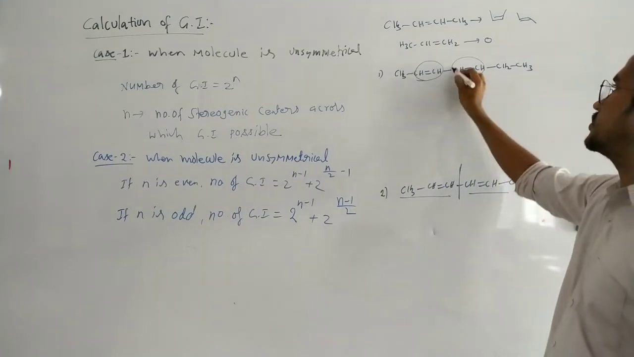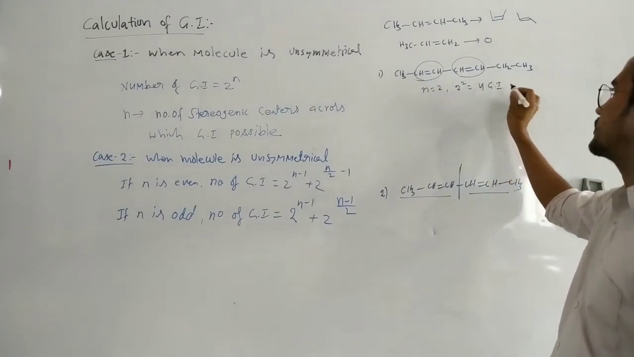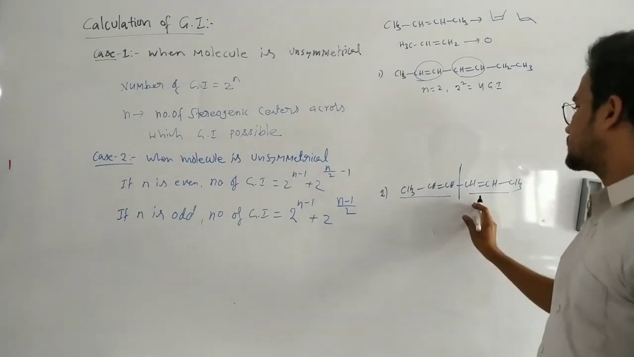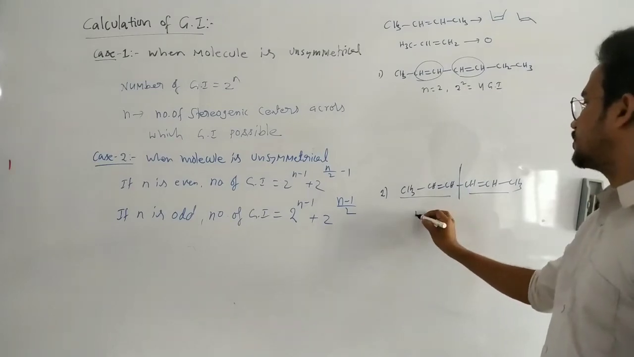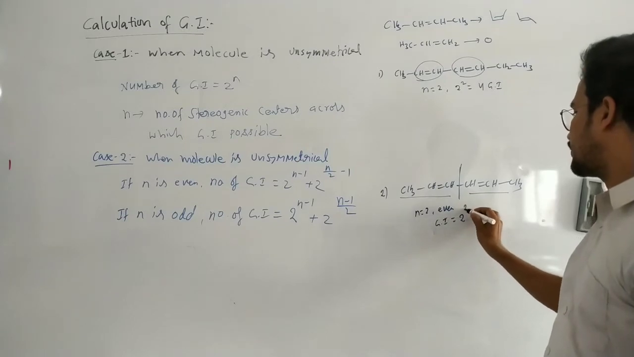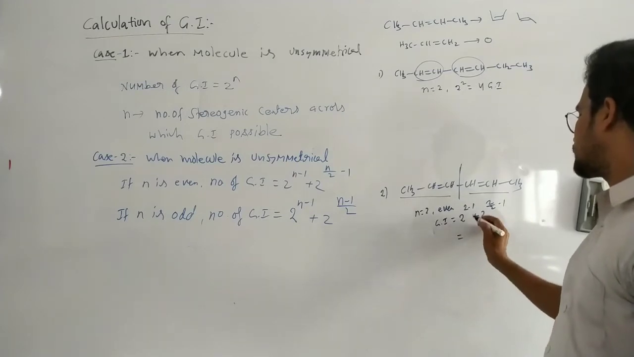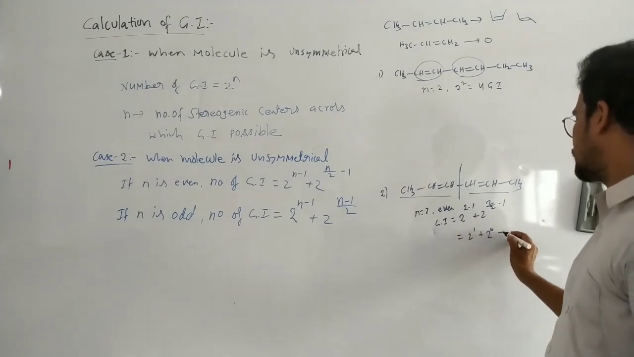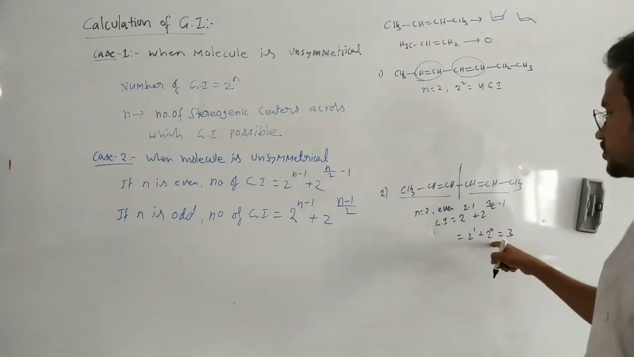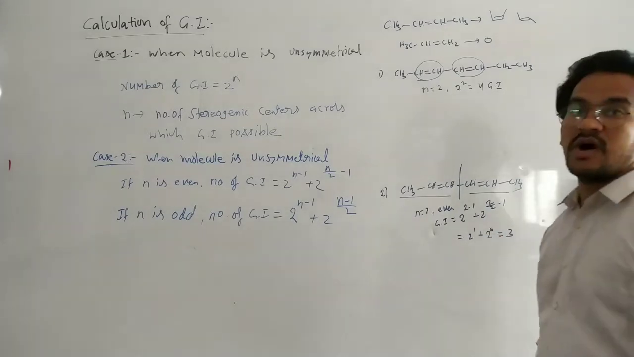In the unsymmetric case, the number of stereogenic centers is 2, so n equals 2. So 2 power 2 equals 4 geometrical isomers in this case. Now the symmetric molecule has n equal to 2, which is an even number. So the geometrical isomers equal 2 power (2 minus 1) plus 2 power (2 by 2 minus 1). That is 2 power 1 plus 2 power 0, which is 2 plus 1, equals 3. So the number of geometrical isomers is 3. Why this difference?